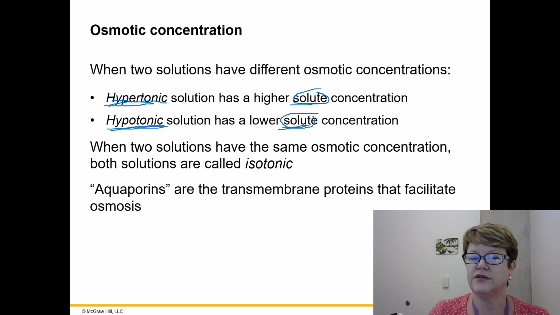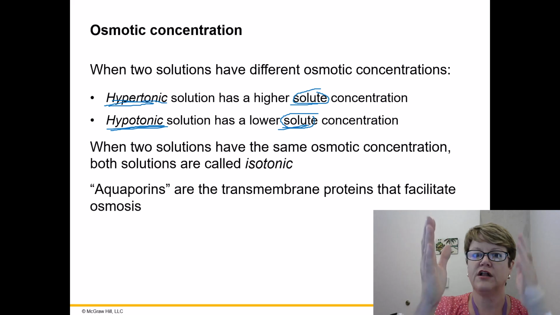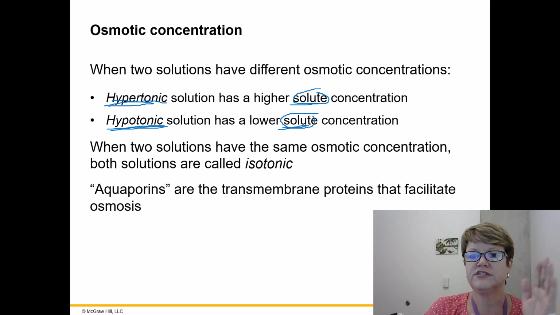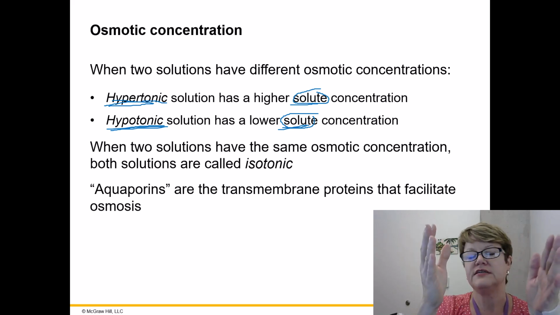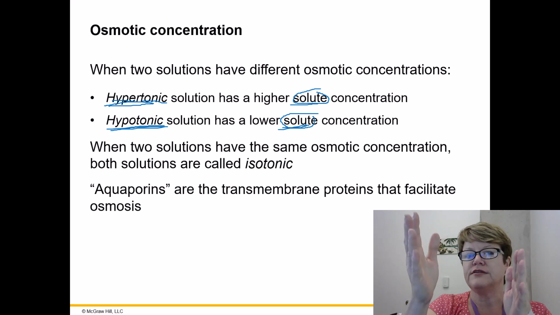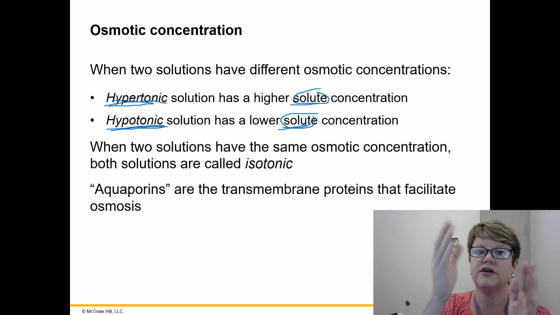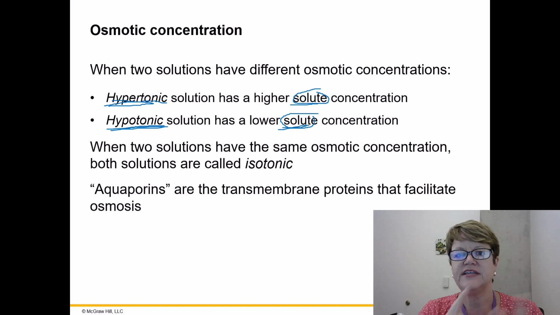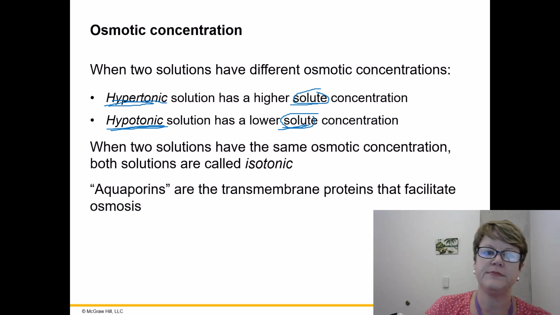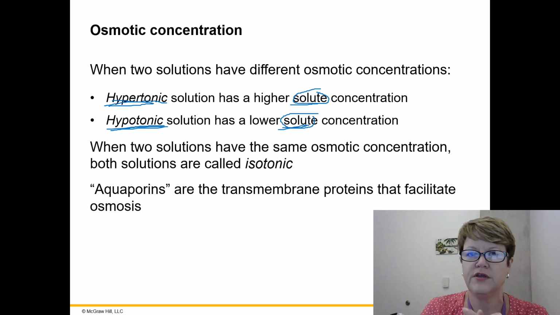It's like saying, you have two individuals, one is taller than the other. You can't just say John is taller. It means John is taller than Cindy. Cindy is shorter than John. So it's a relative term. So if they say you have John and Cindy and John is taller, you automatically know that Cindy is shorter. In the same way, these terms, hypertonic and hypotonic, have to go together. One of the solutions, either the one inside or outside, is hypertonic. The other solution is hypotonic.